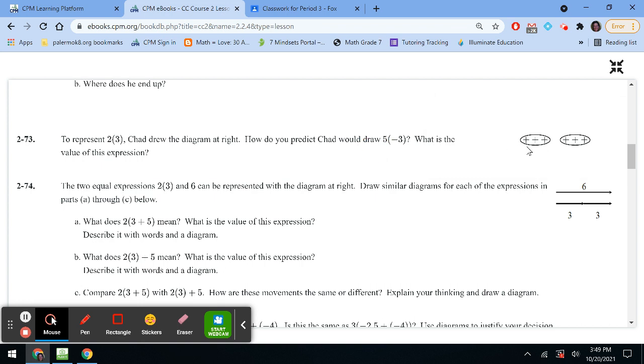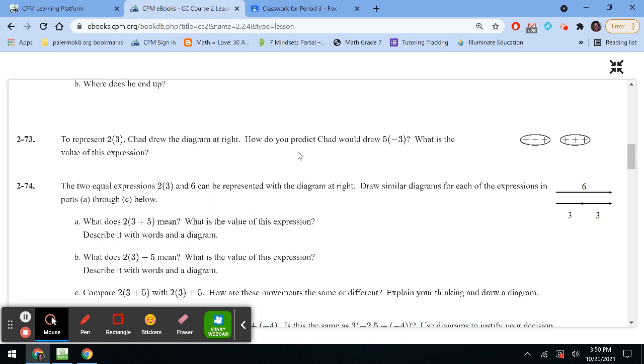three positive integer tiles in a circle and three more positive integer tiles in a circle. So I have two groups of three. So I see one group of three, two groups of three. So it's asking you, how would you predict that Chad would draw five groups of -3?